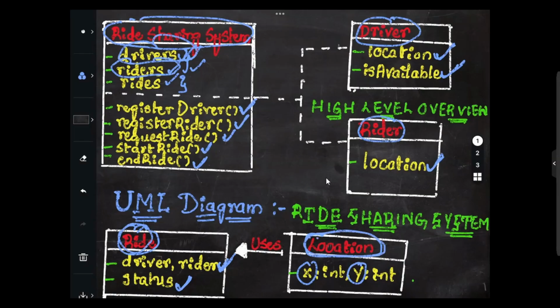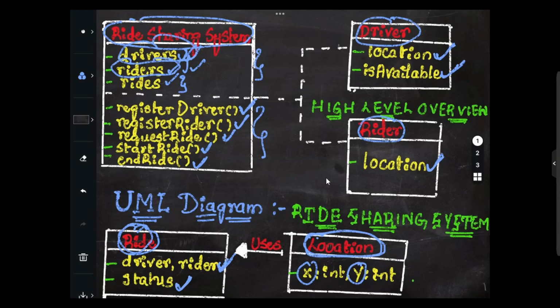Ride sharing system, and basically driver and rider depend on the ride sharing system. Here, a ride sharing system consists of drivers, riders, rides, and the methods register driver, register rider, request ride, start ride, and end ride. These are the methods we'll be considering, and these are the variables we'll be making use of along with the data type. Driver and rider directly depend on the ride sharing system.